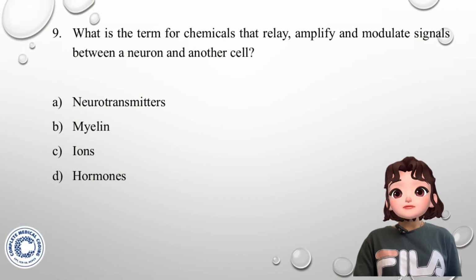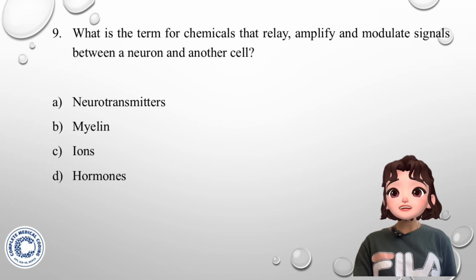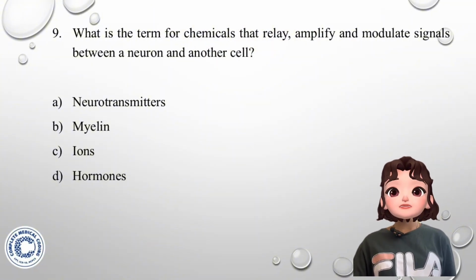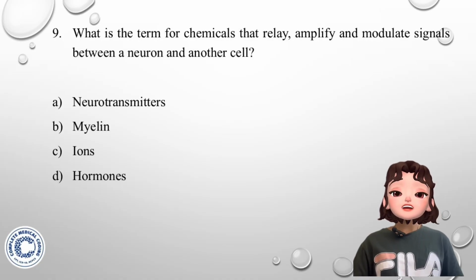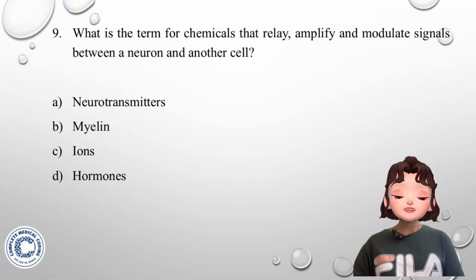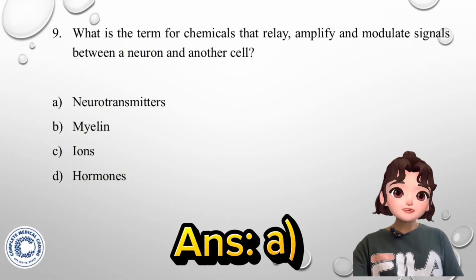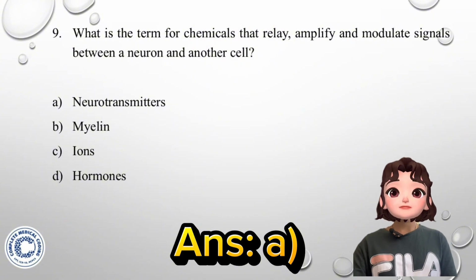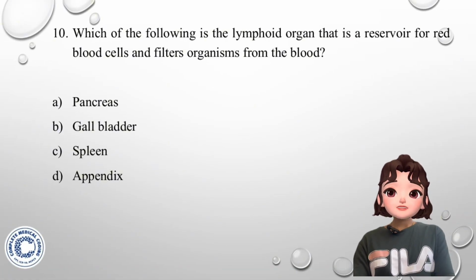Moving to the ninth question. What is the term for chemicals that relay, amplify and modulate signals between a neuron and another cell? Option A, neurotransmitters. Option B, myelin. Option C, ions. And option D, hormones. The term for chemicals that relay, amplify and modulate signals, that transmit signals. From the word itself, you will get the answer is option A, neurotransmitters. Okay. It's a transmitter, right, from the neuron and another cell. So neurotransmitters.